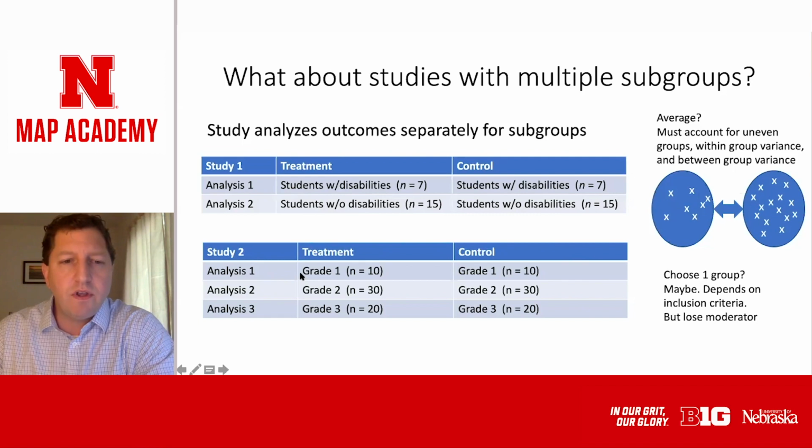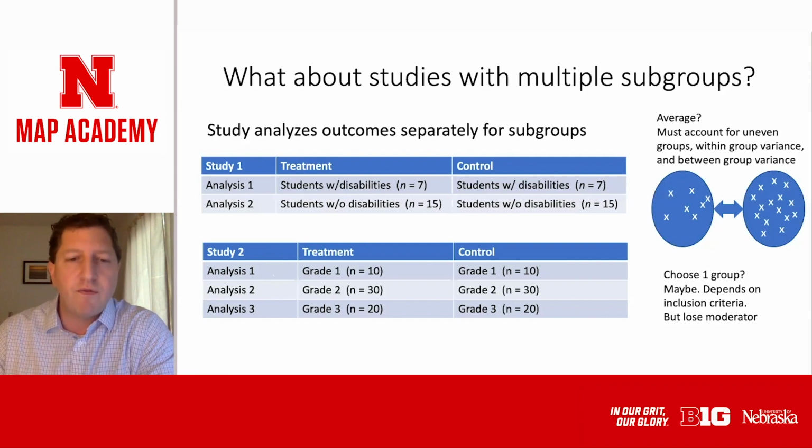In study 2, here's an example. Maybe some people are interested in doing a research study, and they want to examine the effect of an intervention for different grade levels. And they don't want to group these grade levels together because they think they're very different from one another. And so they give us the effects for each grade individually, right? And so the question there is, could we average those? And again, certainly we could. We have some of the same issues.